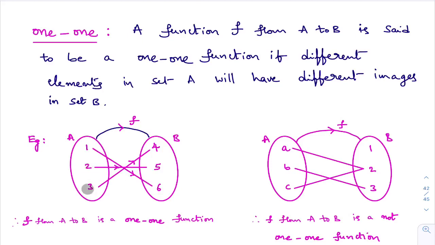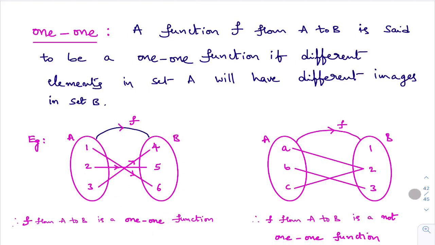Now you take 2, 3. 2, 3 are different elements or not? Yes, 2, 3 are different elements. They have different images or not? Image of 2 is 5. Image of 3 is 4. Different elements have different images. You take 1, 3. 1, 3 different or not? Yes. What is image of 1? 6. What is image of 3? 4. Different elements are having different images. I hope you are understanding. So this is the example for a 1-1 function.